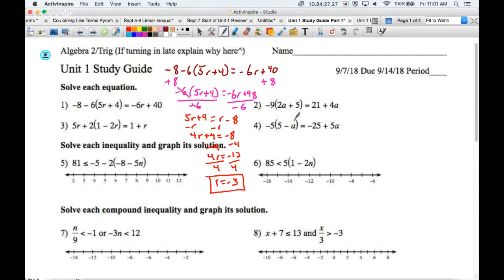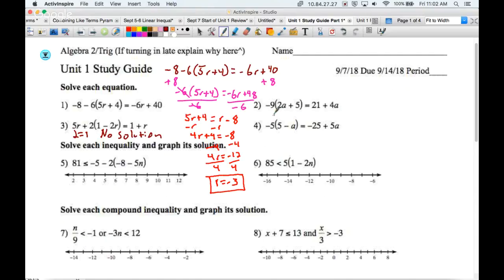Number 3 and 4 are kind of interesting problems as we go through the process of solving them. In number 3, we're going to distribute that 2. We'll get -4r. And when we combine that with the 5r, we'll have an r on this side, but it'll be an r plus 2 equals r plus 1. The r's cancel out, and we get 2 equals 1. If we reach a contradiction like this, we want to say that this equation has no solution.